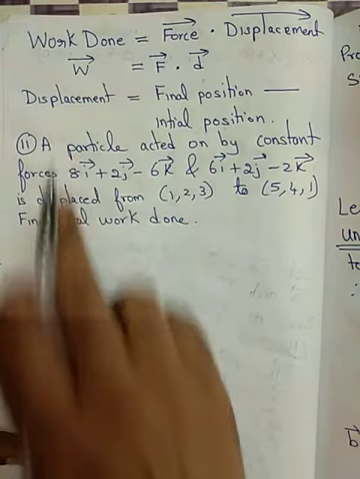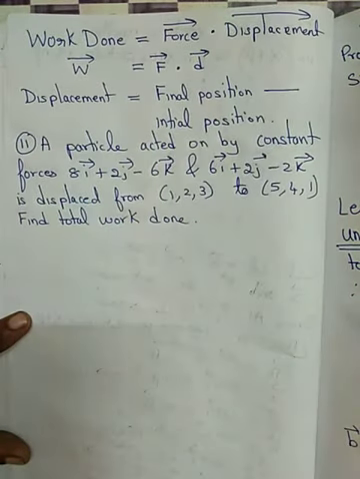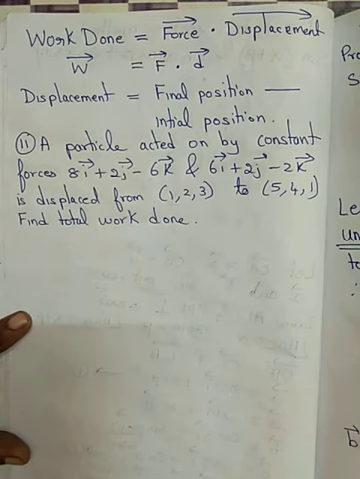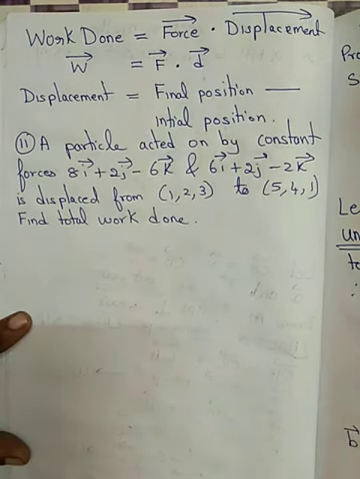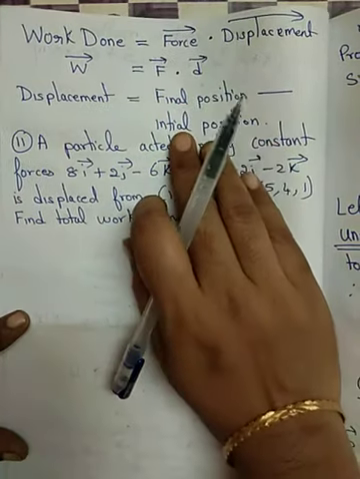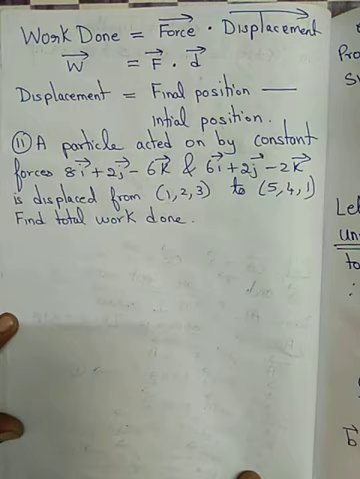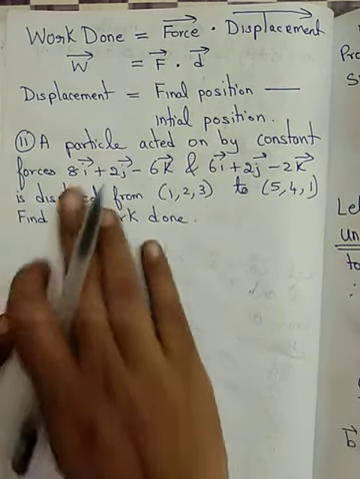How to calculate displacement: final position minus initial position. We say the work done is only when a particle moves. So the final position of that particle minus the initial position gives you the displacement. Now let us read the 11th question.